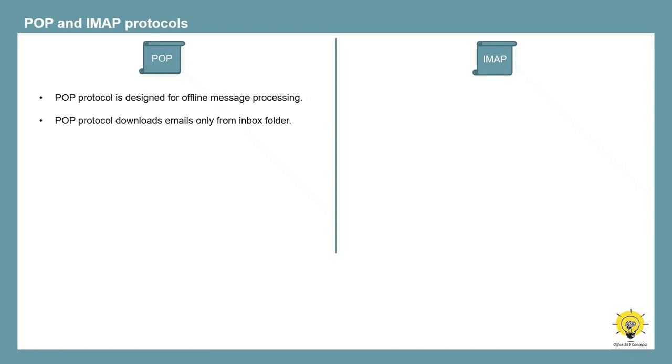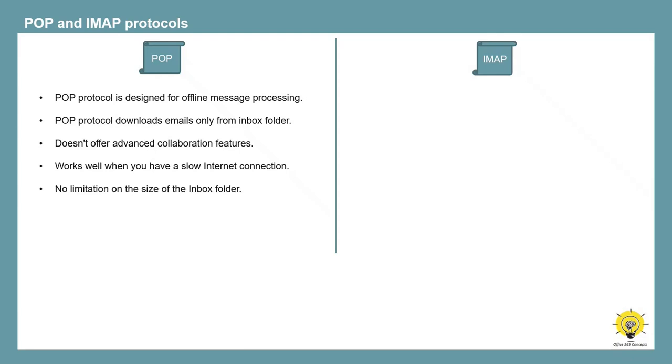Moreover, POP protocol downloads emails only from your inbox folder. It doesn't download emails from your spam folder, deleted items folder, or any other folder of your mailbox. POP protocol doesn't offer advanced collaboration features, for example, calendaring, contacts, and tasks. But there are a couple of advantages of using POP protocol. For example, POP protocol works well when you have a slow internet connection. And there is no limitation on the size of the inbox folder if you are using POP protocol.